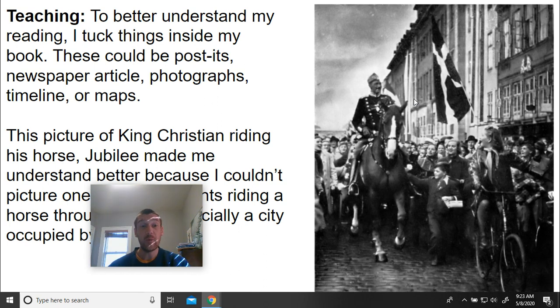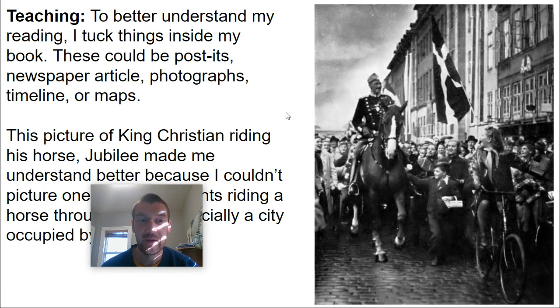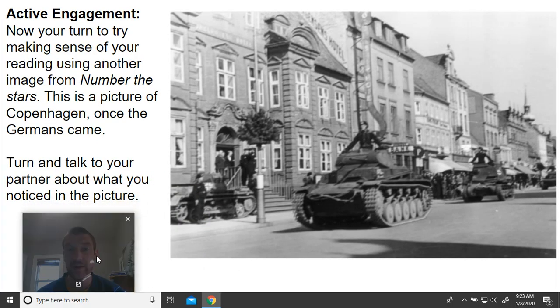Okay. Now I want you to practice a little bit with the next one. So here is another picture from Copenhagen, the capital of Denmark, in the 1940s as Germany was invading. So I want you to look at this picture and see, how does this picture help you understand maybe another scene or part of this story? Okay. So study this picture for a moment. What do you notice? How does it help you understand the setting?